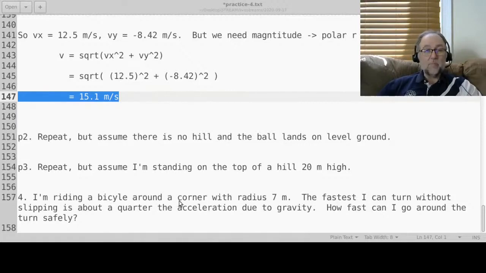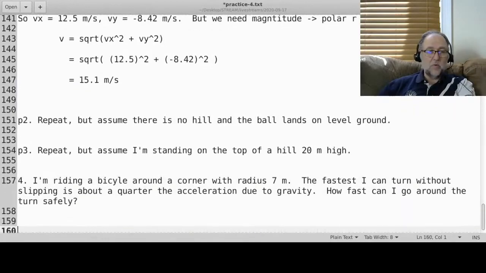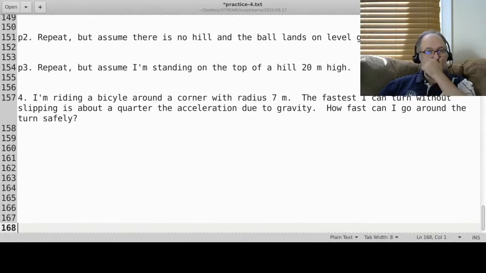It doesn't take long. I'm riding a bicycle around a corner with 7 meters radius. The fastest I can turn without slipping is about a quarter of the acceleration due to gravity. Okay, that's the most acceleration before I start to slip. So it's a quarter of g, a quarter of the acceleration due to gravity. How fast can I go around the turn safely? Okay, so whenever I say how fast, it means velocity. All right, this really is easy. You don't need a diagram. Let me just cut and paste the solution here.